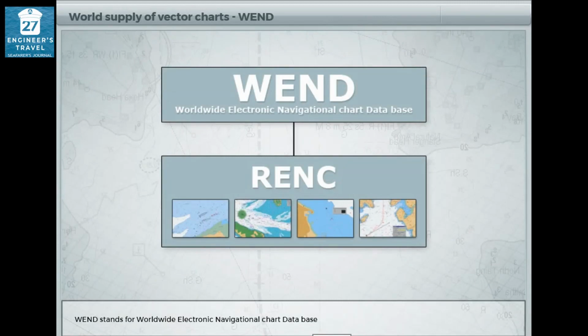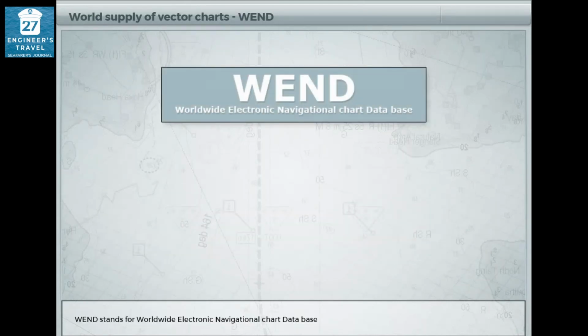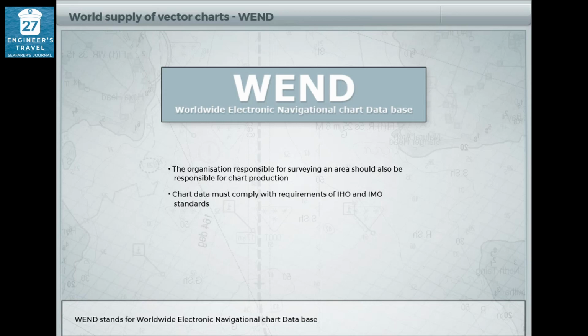The International Hydrographic Office set up a committee called WEND for the coordination of chart production and chart supply around the world. The WEND committee has a supervisory and advisory function with three main principles: that the organization responsible for surveying an area should also be responsible for chart production, that chart data must comply with requirements of IHO and IMO standards, and that a quality assured system has to apply to data production.